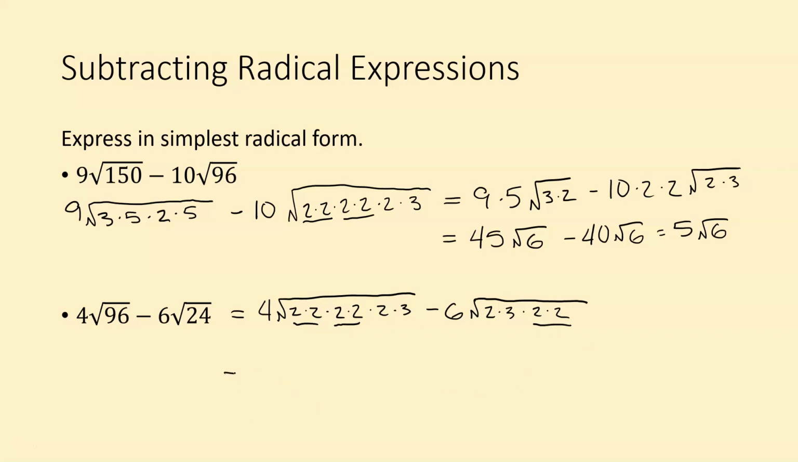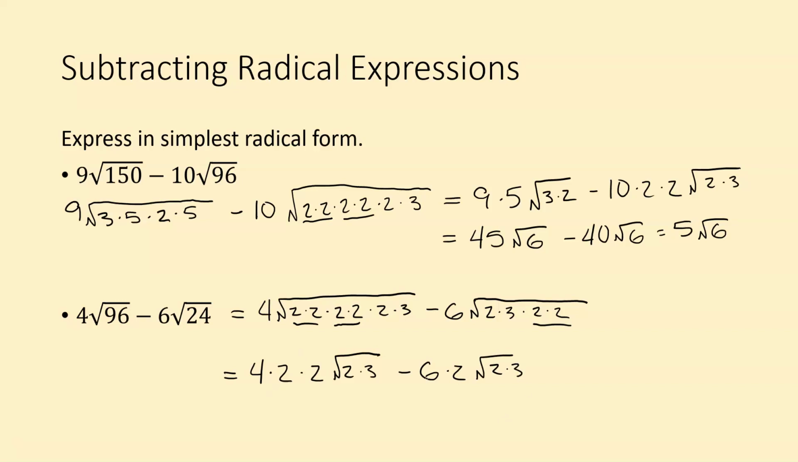So this will equal 4 times 2 times another 2. We're left with 2 times 3 left over. Minus 6 times just the 2. We're left with 2 times 3 left over.